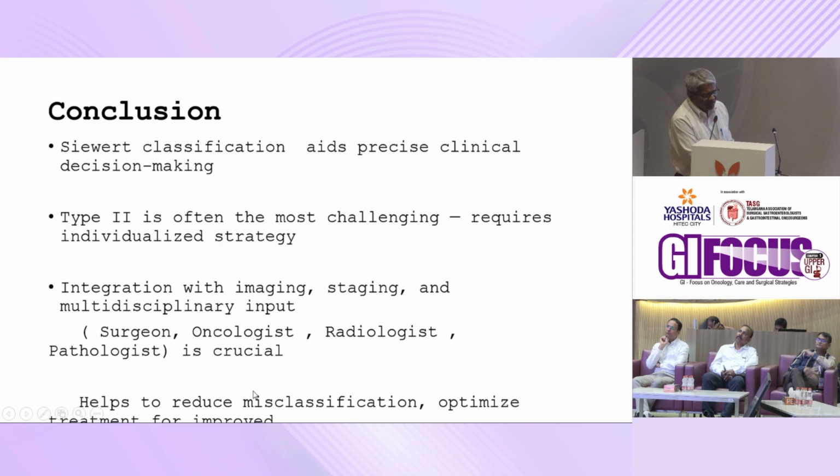And I would like to conclude that Siewert's classification aids precise clinical decision making. Type 2 is the challenging one, which requires individual strategy as of now. We need to integrate imaging, staging, include multidisciplinary input, which includes surgeon, oncologist, radiologist, and pathologist for better optimization of treatment protocols. Thank you.